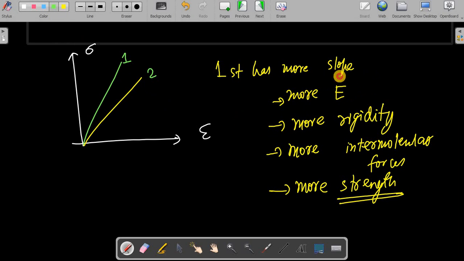Okay, the slope of this graph. So the second has less modulus of rigidity, less modulus, less strength, less intermolecular forces, and all that. Okay, so this we can conclude from the graph.